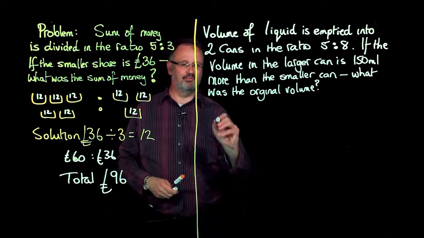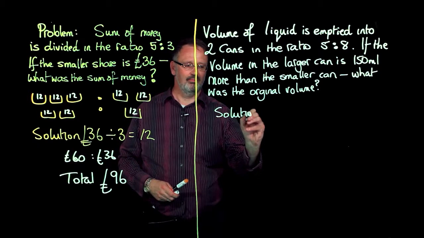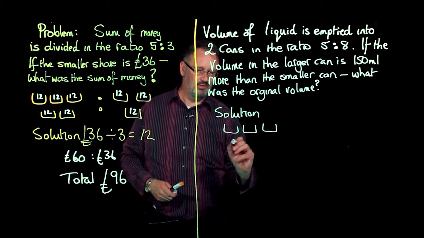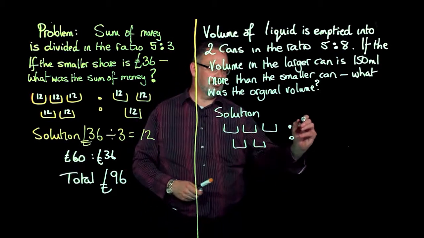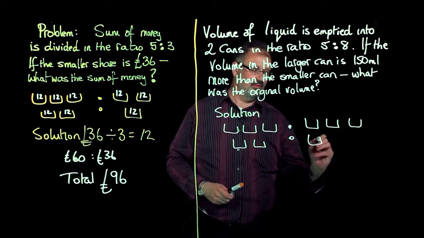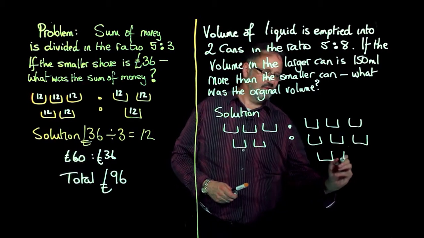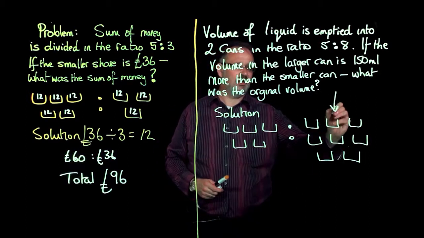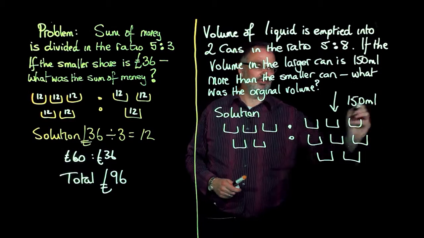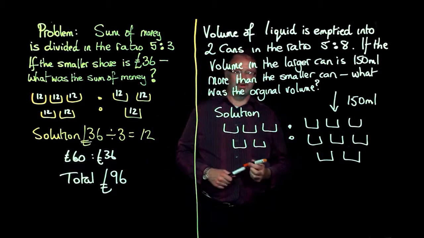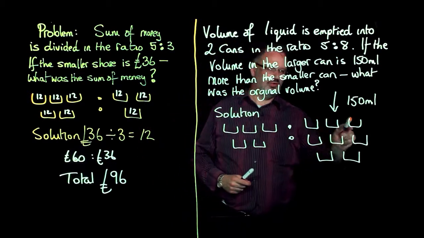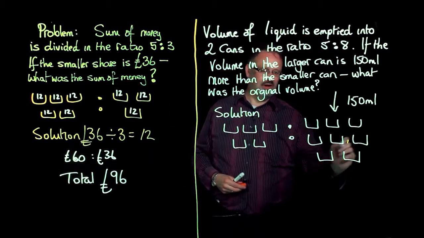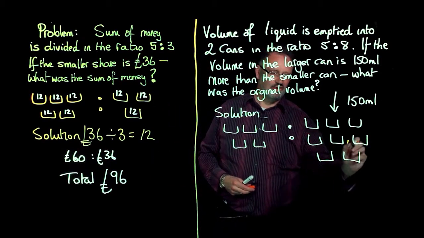The volume of liquid is poured into 2 cans. So here we go again. Solution. I have 2 cans in the ratio of 5:8. 5 shares to 8 shares. Now this can here has 150 millilitres more than the one on my left. So I have 1, 2, 3, 4, 5 and 1, 2, 3, 4, 5. They're similar. So this 150 millilitres must be in these 3 shares here.